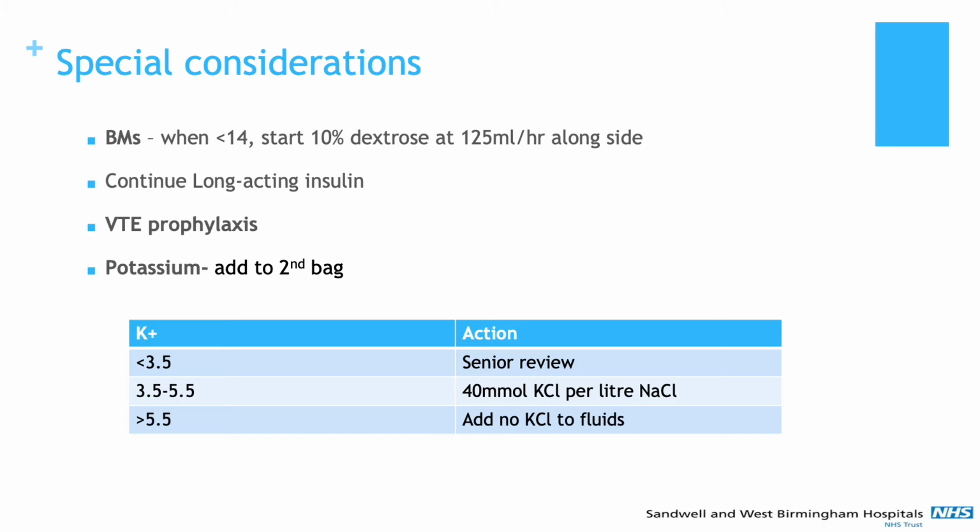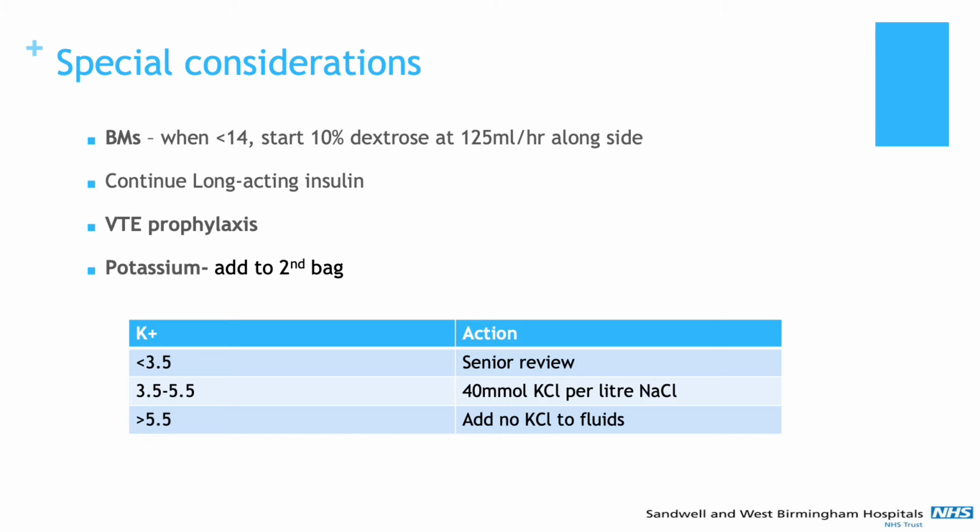Typically we do this in the second bag because the first bag we know is over 1 hour, which is too quick to give potassium. So add it to the second bag. If the patient has a potassium of less than 3.5, we need to be speaking to the seniors because actually we might need to give this potassium a little bit quicker than we can safely. So speak to your seniors before prescribing potassium.